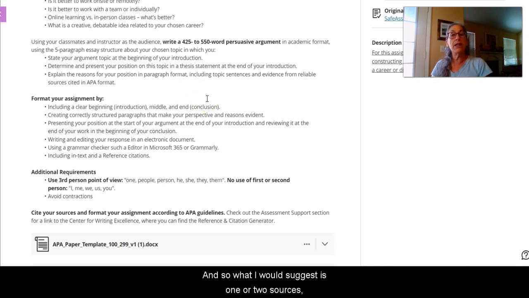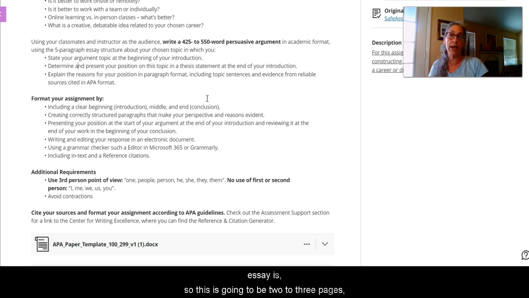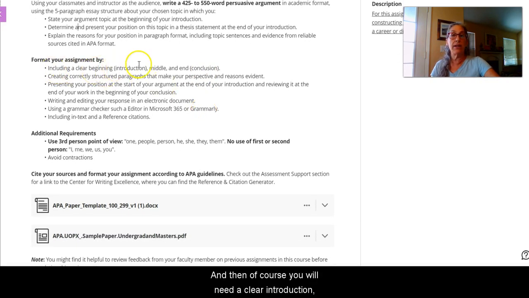And so what I would suggest is 1 or 2 sources, 3 at the most, because you usually use a certain amount of sources based on how long your essay is. So this is going to be 2 to 3 pages. And so 2 to 3 sources at the most, all right? And then, of course, you will need a clear introduction, your body paragraphs, which is the middle, which is where you develop and present your argument, and your conclusion.